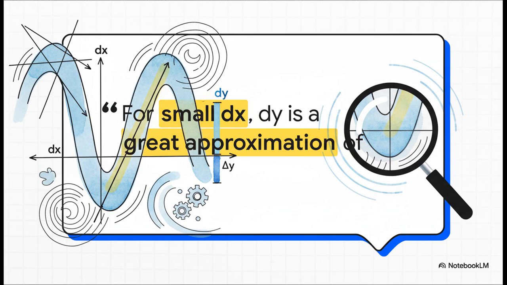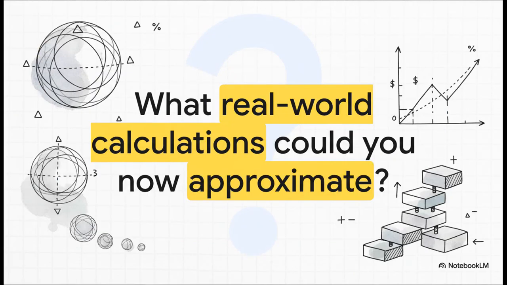For any small change, the differential, dy, is a fantastic approximation for the actual change, delta y. We're basically using a simple straight line to guess what's happening on a complicated curve, and as long as our step is tiny, that guess is going to be really, really good. It's an elegant, powerful approximation. So, as you can see, differentials aren't just some abstract thing you learn in a calculus class. They are a genuinely practical tool for understanding how change and error work in the real world.